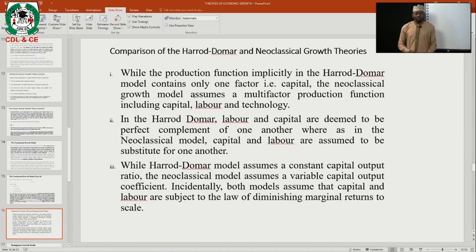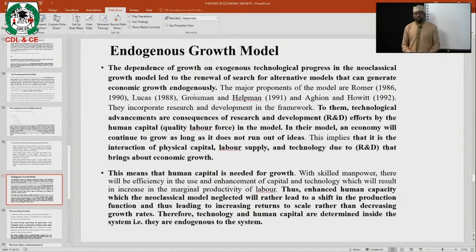In the Harrod-Domar model, another comparison is that labor and capital are deemed to be perfect complements of one another, whereas in the neoclassical model, capital and labor are assumed to be substitutes for one another. Also, the Harrod-Domar model assumes a constant capital output ratio. The neoclassical model assumes a variable capital output coefficient. Incidentally, both models assume that capital and labor are subject to the law of diminishing marginal returns. So these are the comparisons of the models.